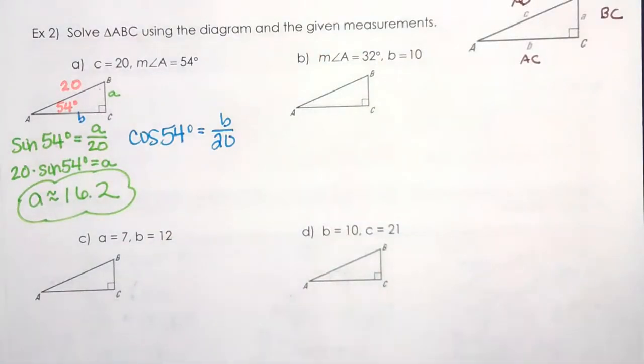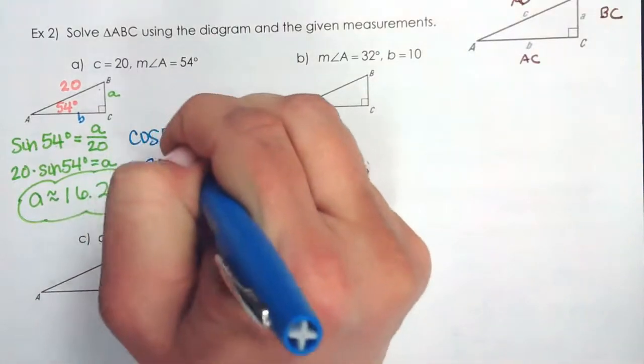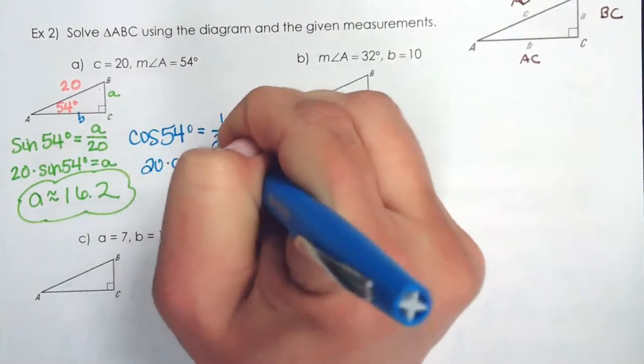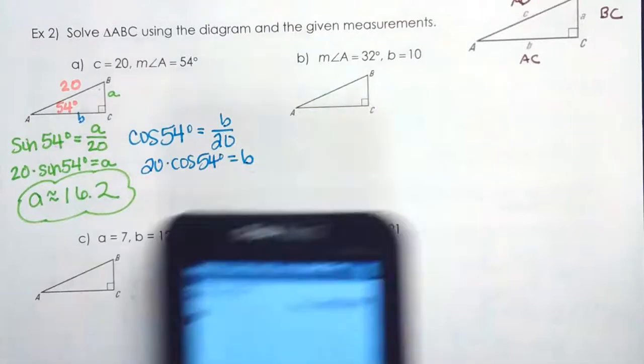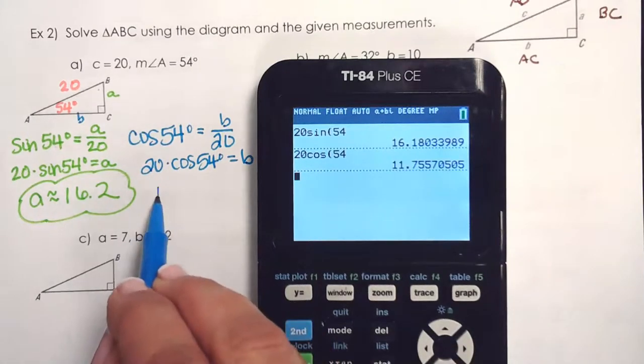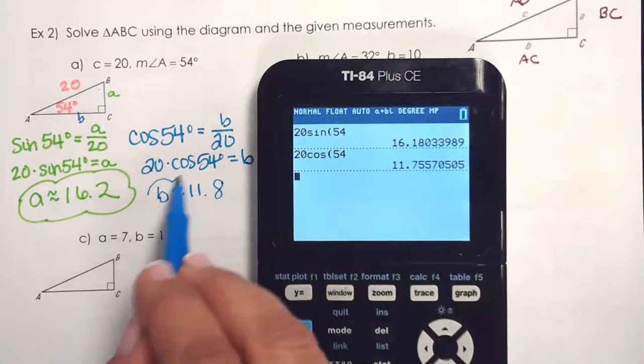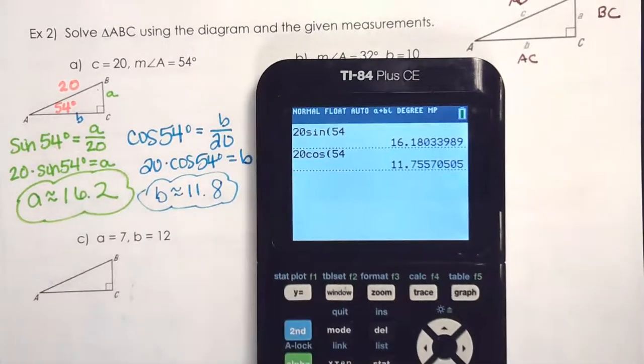Now what would we need to do to isolate B? Multiply by the 20 to get rid of the denominator of 20. And then we can just put in 20 times the cosine of 54. And rounding to the nearest tenth, that gives me about 11.8. Okay.